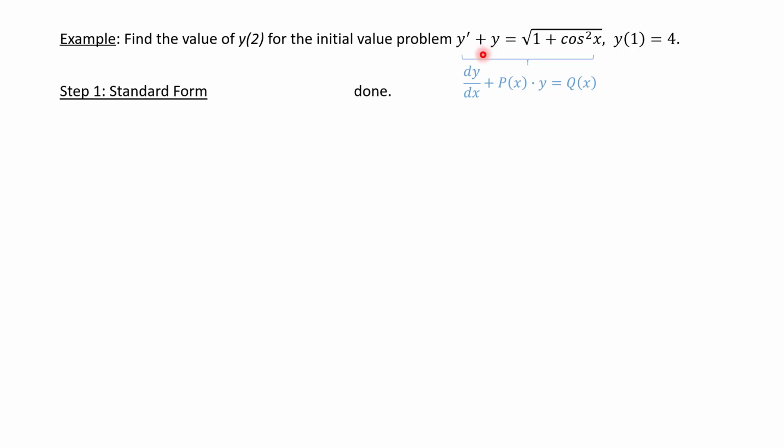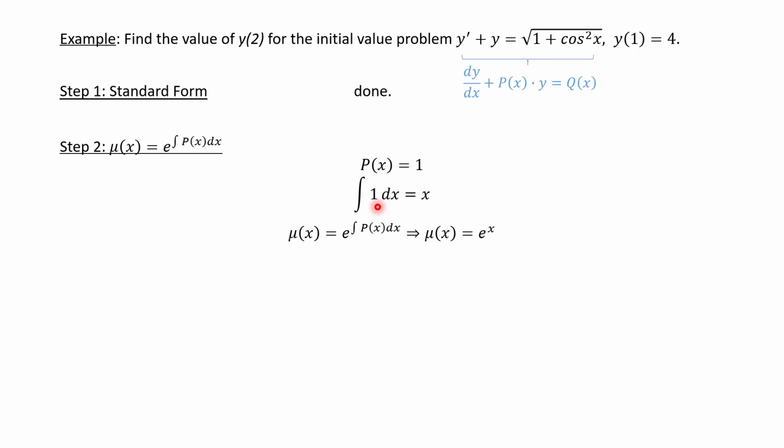Just take a notice that we have our standard form, the derivative of y plus something times y. The something in this case is an invisible 1, equals a function of x only. Okay, so standard form is done. Recognizing that the coefficient on y is 1, that's our p of x. So starting to find mu, just integrate p of x, which is 1. So integrate that to get x, and then raise e to that power. So our integrating factor is e to the x.